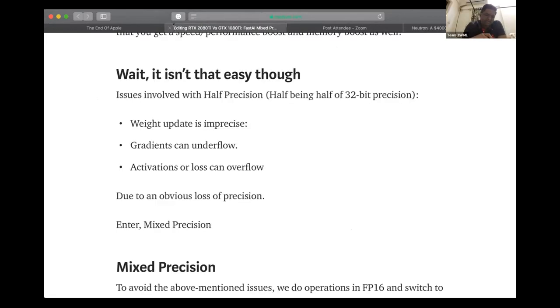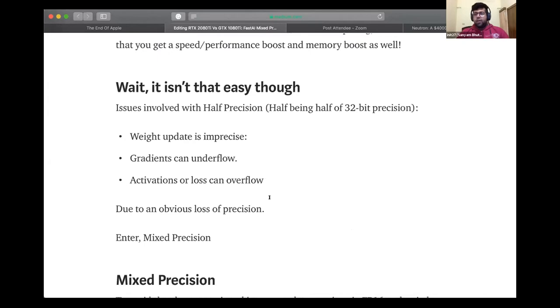Sure. So whenever we train a neural net by default in Fast.ai or any framework, it gets trained in something called FP32, or floating point 32 precision. This has always been there. You could always switch to FP16, but something called tensor cores are really fast at it, and these have really come up with the RTX cards.